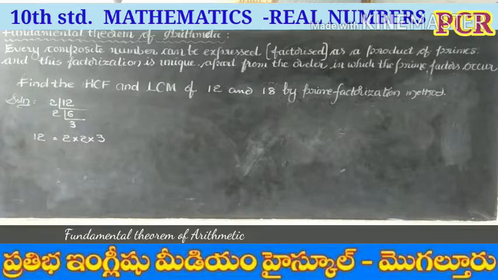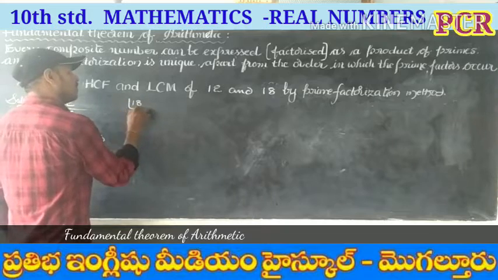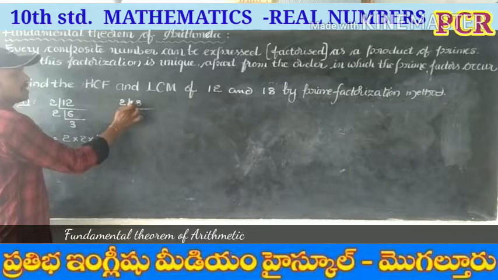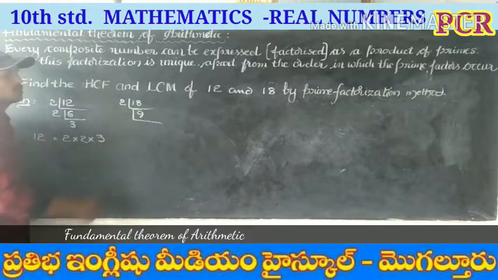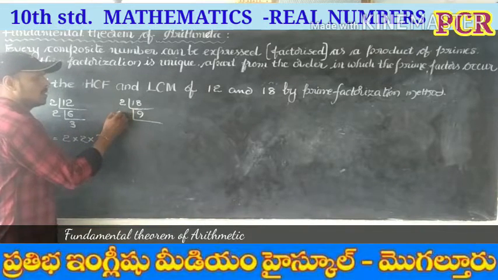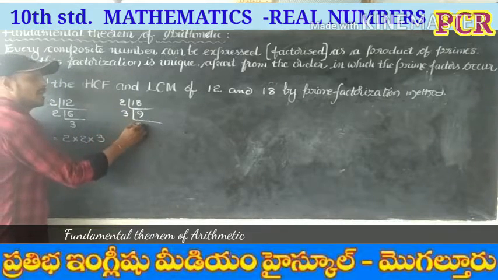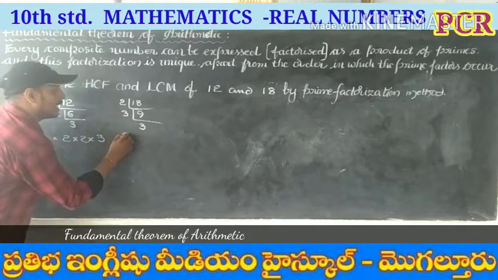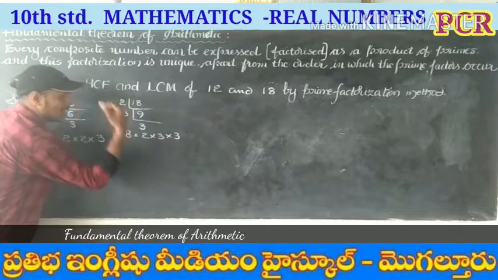And the prime factorization of 18. First 2. Yes, 18 is divisible by 2. How many times? 9 times. Is the number divisible by 2? No, because 9 is an odd number. That's why next prime number 3. 3 how many times? 3 times. So again this is a prime number, no need to go further. So 18 is equal to 2 into 3 into 3.